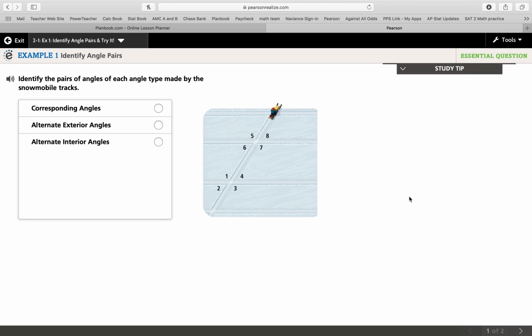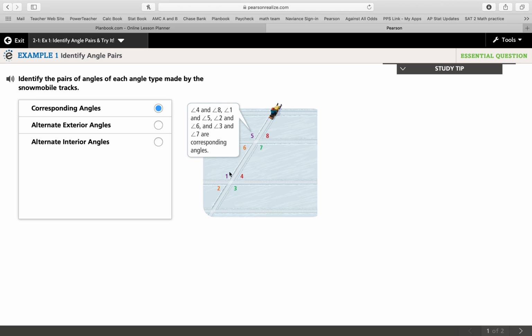When I have two lines that are cut by a transversal, like this image shows, I end up making pairs of angles. The first pair we're going to talk about are corresponding angles. Looking at these two lines cut by this transversal, angle 5 and angle 1 are corresponding.